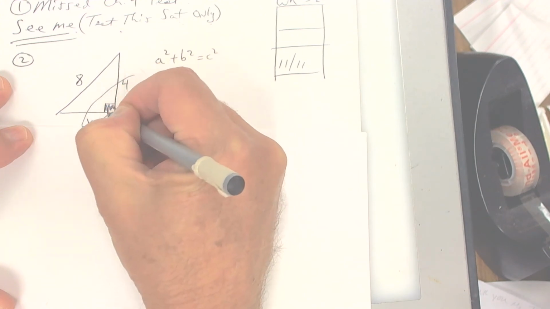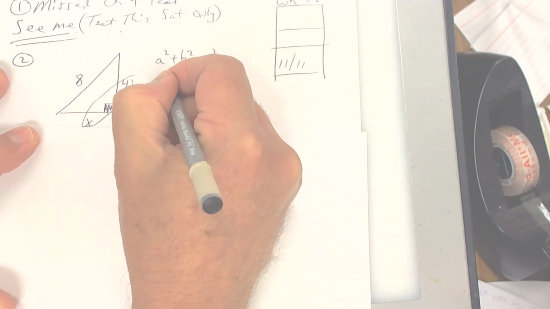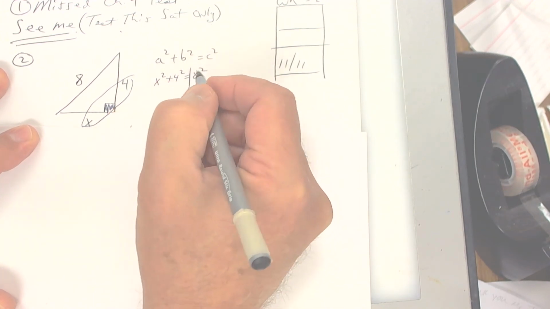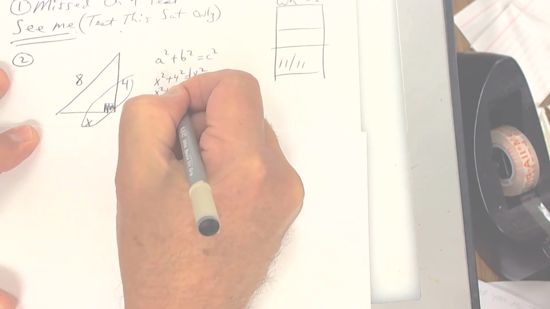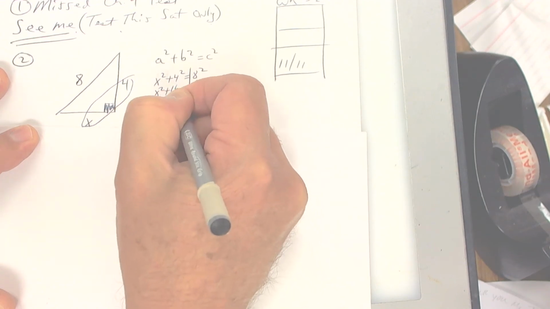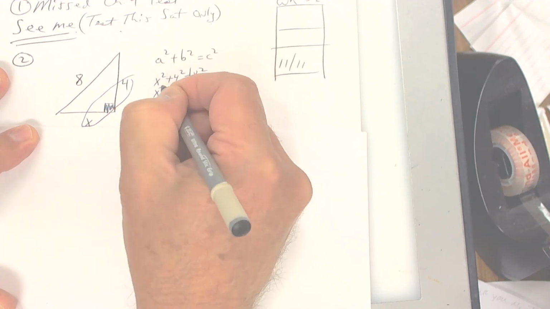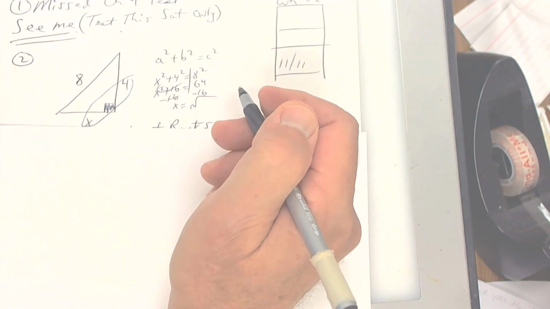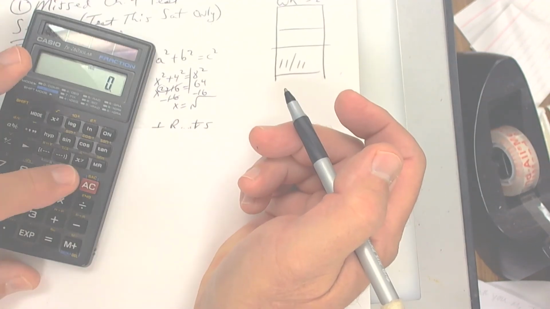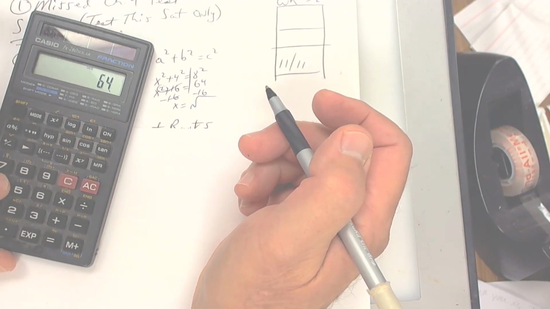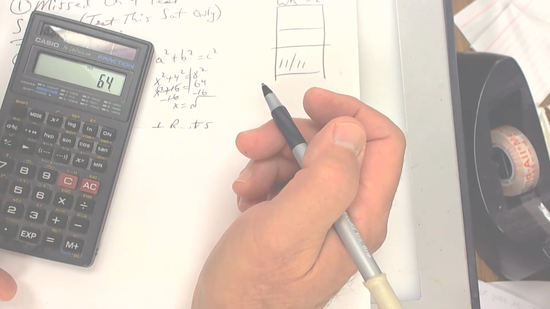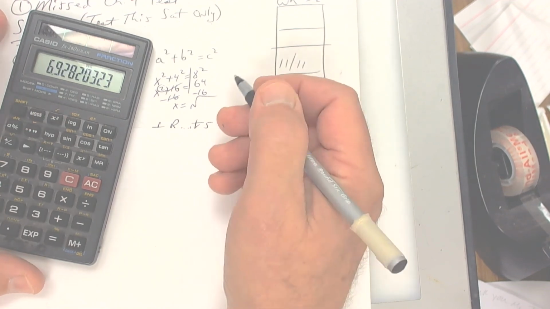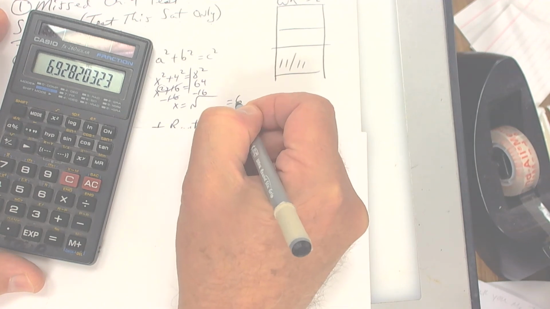Well, look here. This is color the box. Remember, the ones next to the box go together. So it's going to be x squared plus 4 squared equals 8 squared. So that's going to be x squared plus 16 equals 64. I'm going to subtract 16 from both sides and then take the square root. So it's going to be the square root of something. So I'm going to get my calculator. Get your calculators out. So 64 minus 16 equals, and then shift, and then square root. So I get 6.9 is the answer.